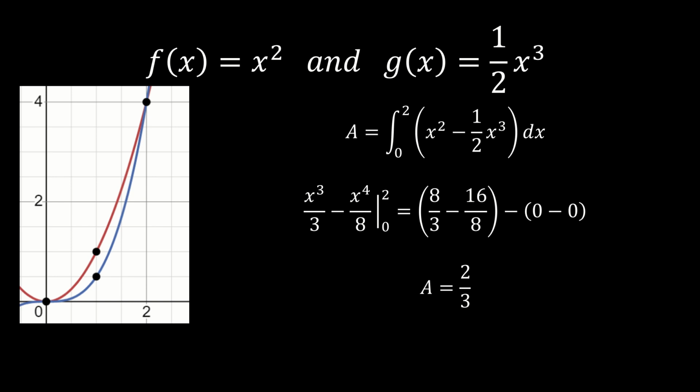Our top curve is going to be f of x equaling x squared, and our bottom curve between the points 0 to 2, that would be g of x equaling 1/2 times x to the third.